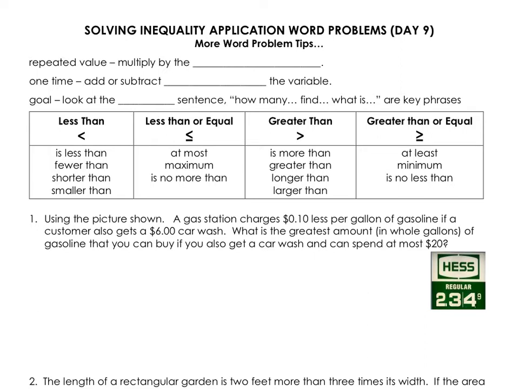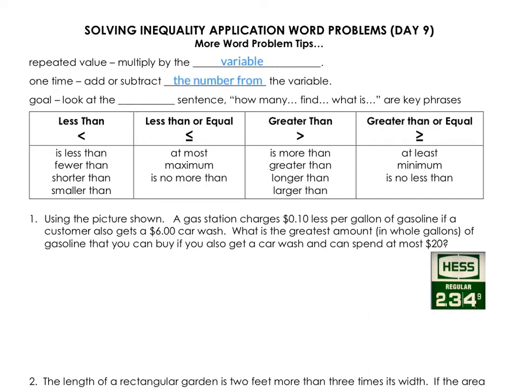We're going to talk about more word problems and tips. When we have repeated values, we multiply by the variable. So, for example, if they're talking about $5 per item or multiple items with the same cost, remember that's repetitive addition, or multiplication. So that's the repeated values. A one-time cost like a startup fee, we add or subtract the number from the variable. So that's the number by itself.